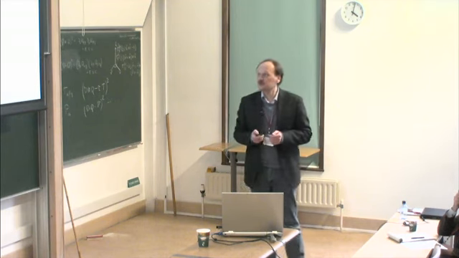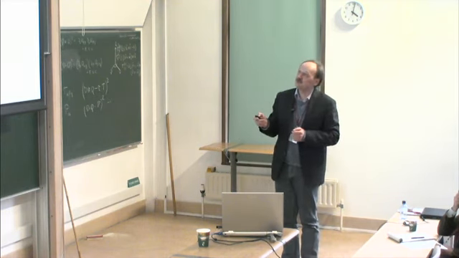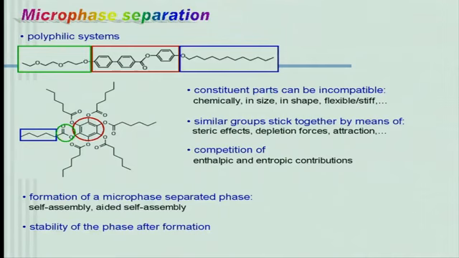So here during the workshop, we saw several times complex polyphilic systems, where the molecule consists of several incompatible groups. They could be incompatible chemically, in size, in shape, in their flexibility and stiffness. And similar groups stick together by means of several mechanisms. This could be a steric effect, packing, depletion forces explained in one of the talks yesterday, or attraction forces. And we also have a competition of enthalpic and entropic contributions when such molecules try to self-assemble, say into micelles or into some ordered phases.